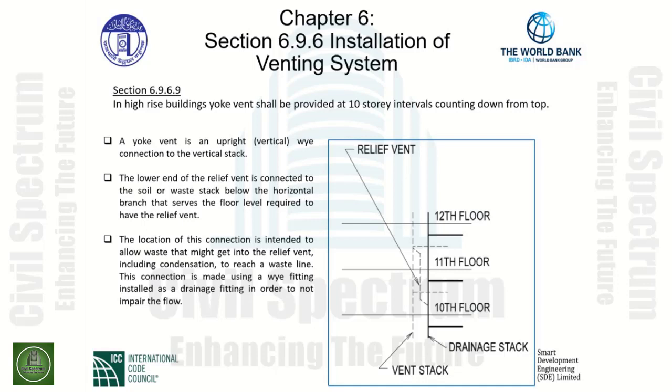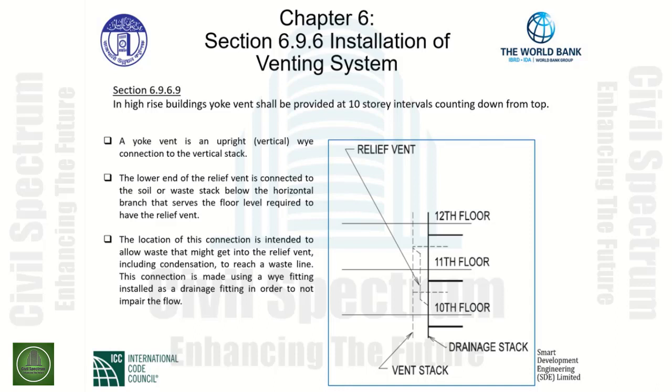High-rise buildings present a bit of a challenge. Section 6.9.6.9 gives us a requirement that in high-rise buildings, a yoke vent shall be provided at 10-story intervals counting down from the top. A yoke vent is simply an upright vertical Y connection to the vertical stack. The lower end of the relief vent is connected to the soil or waste stack below the horizontal branch that serves the floor level required to have the relief vent.